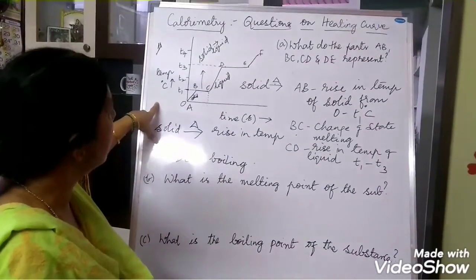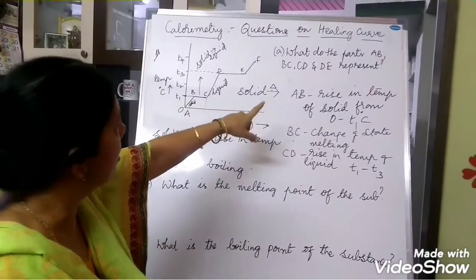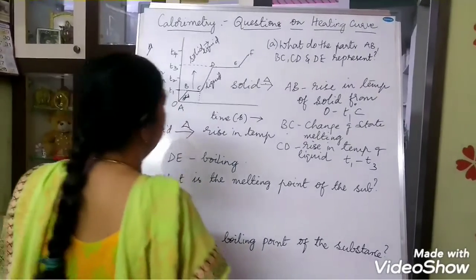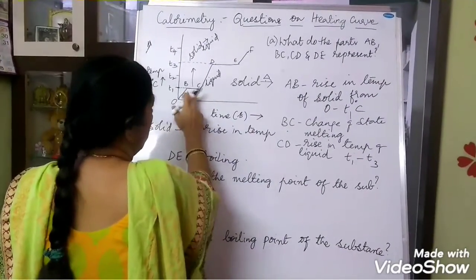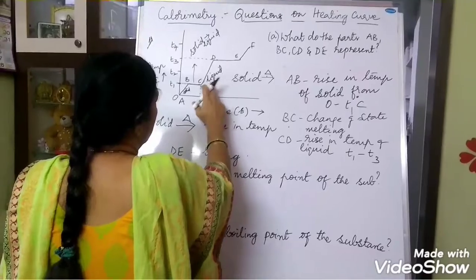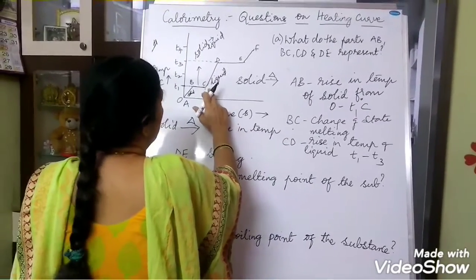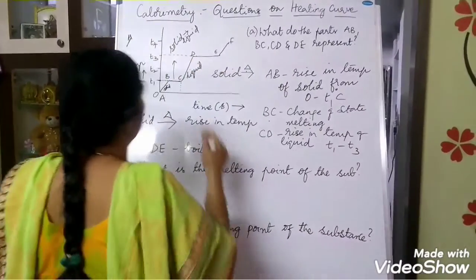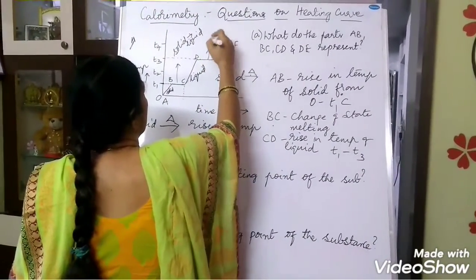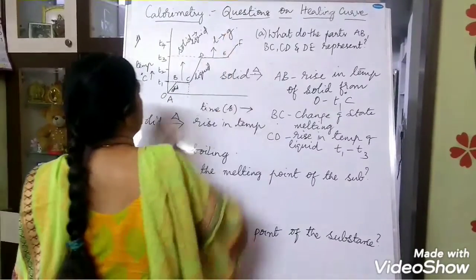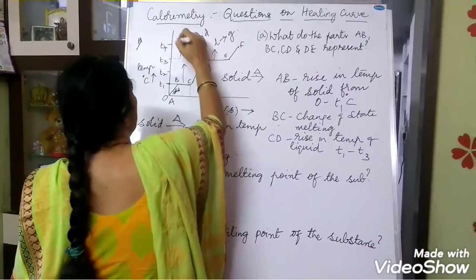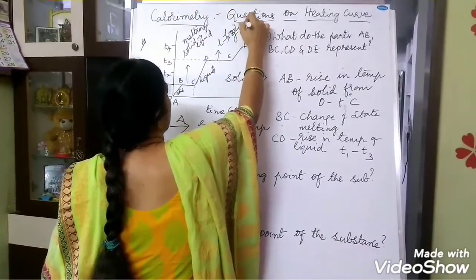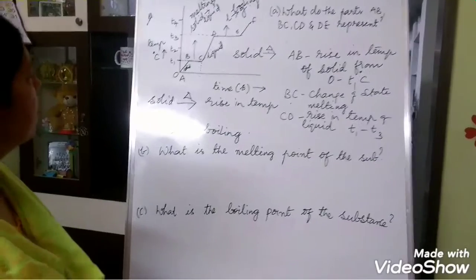So from this graph, what we can infer, what do these parts tell us? AB represents rise in temperature of solid from 0 to T1. BC represents change of state, so melting is taking place. After melting, the entire substance will be in liquid form. There will be rise in temperature from T1 to T3, and after that the liquid starts boiling. So this is again liquid changing into gas. So BC is melting, and this one is boiling. Like this you have to interpret the graph.